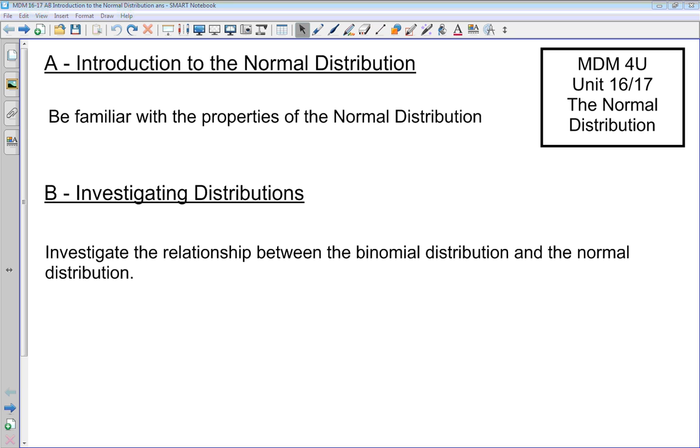So this is our first lesson in Unit 1617, which is all about the normal distribution. And fittingly enough, our first lesson is an introduction to the normal distribution. So by the end of this lesson, you just want to be familiar with some of the basic properties of the normal distribution. And then at the end of this, we'll do a little investigation together where we look at the relationship between the binomial distribution and the normal distribution.